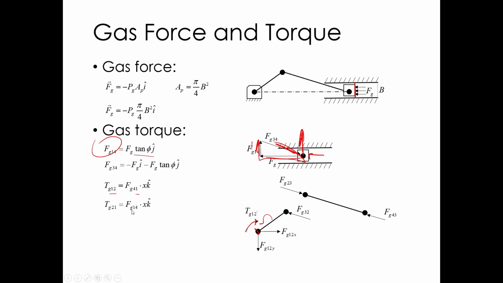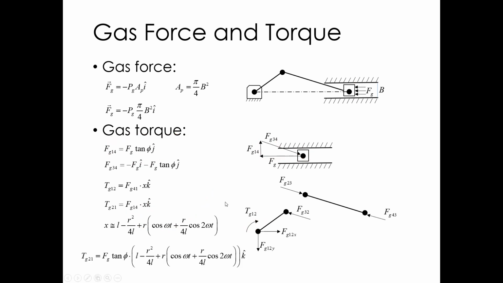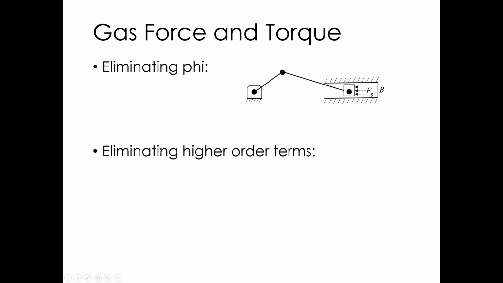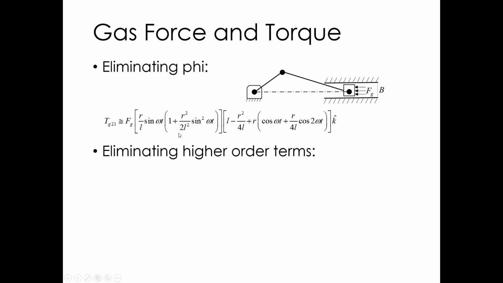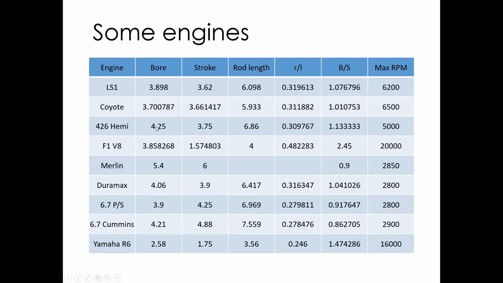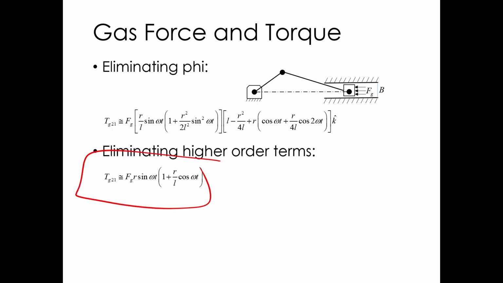That's going to be force FG14, which is 1 on 4, which we've already got. So we can take that and plug it in there. X, we've got an equation for that, right? Or at least an approximate form of that, and we can get an equation for gas torque here. This would be the torque from the gas pressure on the engine block. We've got a phi in here that we need to get rid of, and we've got an equation for finding phi from the geometry. So here we can approximate gas torque. We can get rid of some higher order terms and get a simplified form of this.